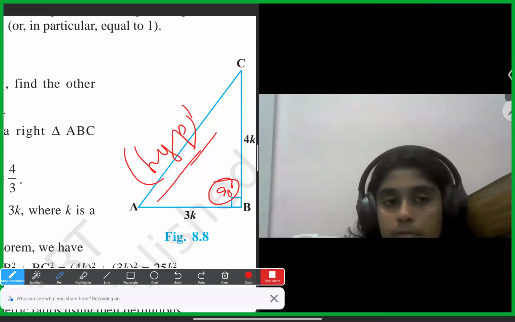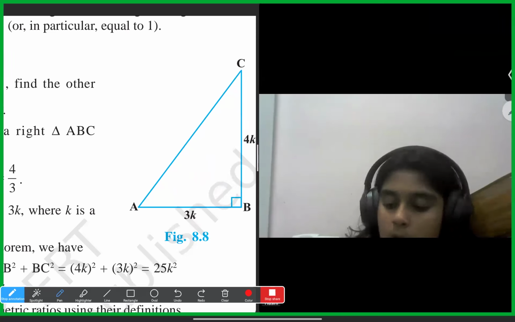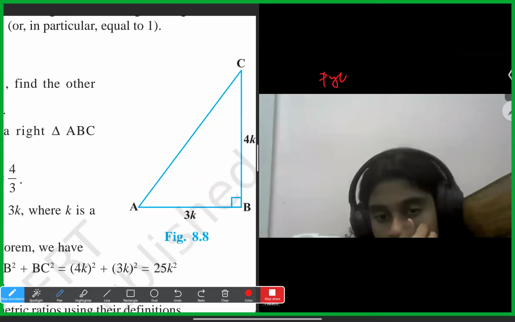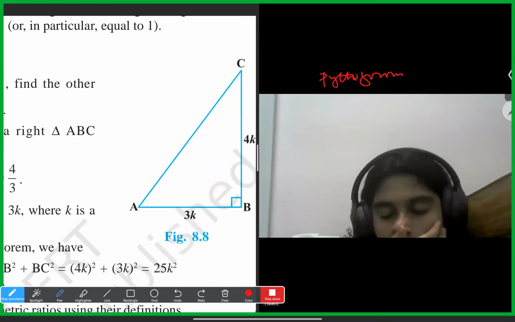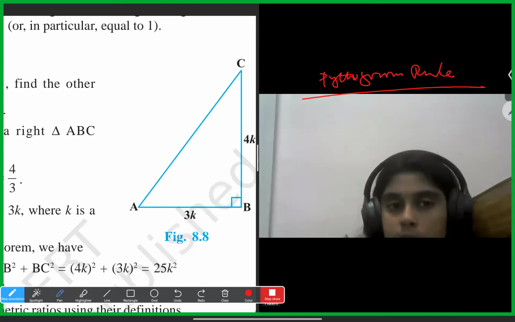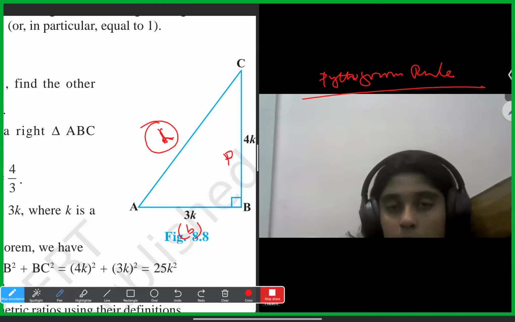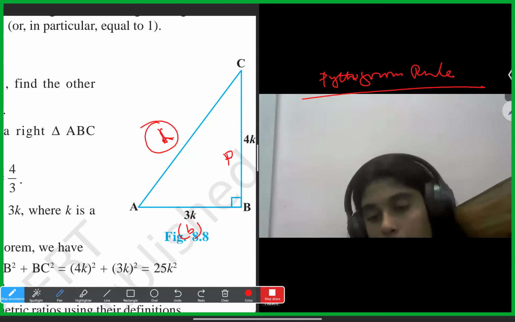Now, as per the right angle triangle, we know one rule called the Pythagoras rule. Suppose I consider the hypotenuse with the letter H, and the other two perpendicular sides, one with B and another with P for perpendicular.